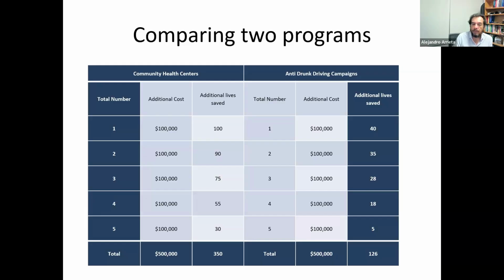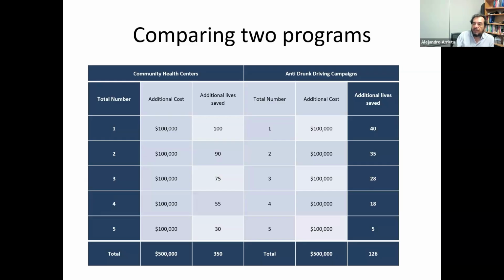Now you have another $100,000. What are you going to do? Build the third community health center for 75 lives or do the campaign for 40 lives? You will definitely prefer 75 over 40, so you will do the third community health center.